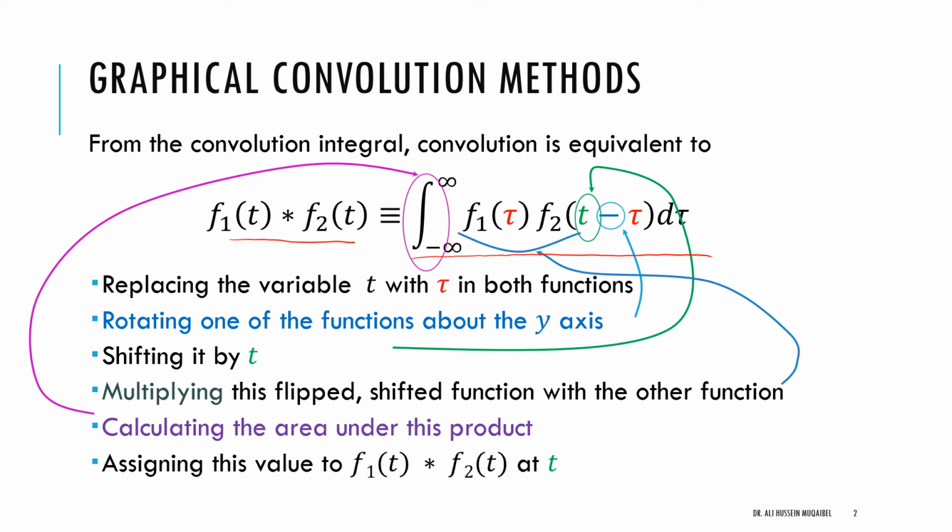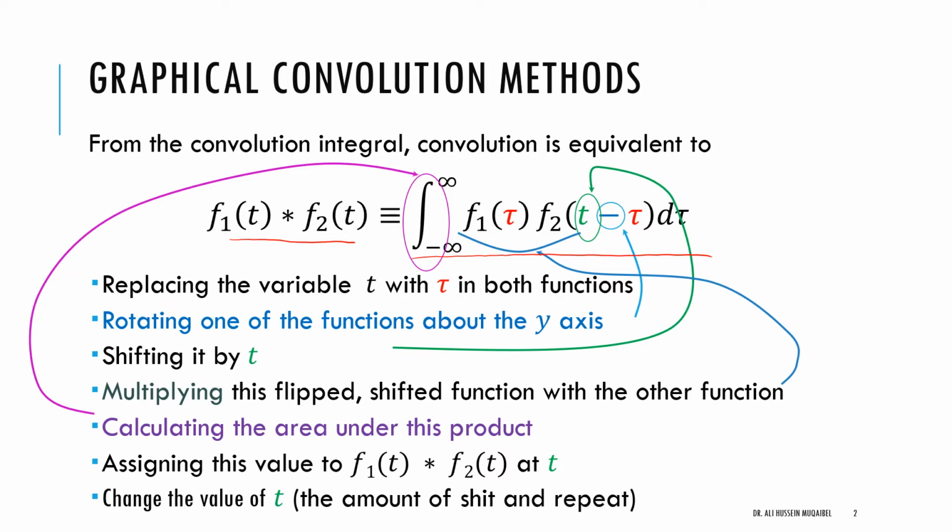Now the result that we get is only at that specific shift, t. Then what we need to do is to change the shift, repeat the operation, and the answer will represent the convolution at the new shift. Okay, we are now seeing the integration expression, but we'll do all these operations graphically.